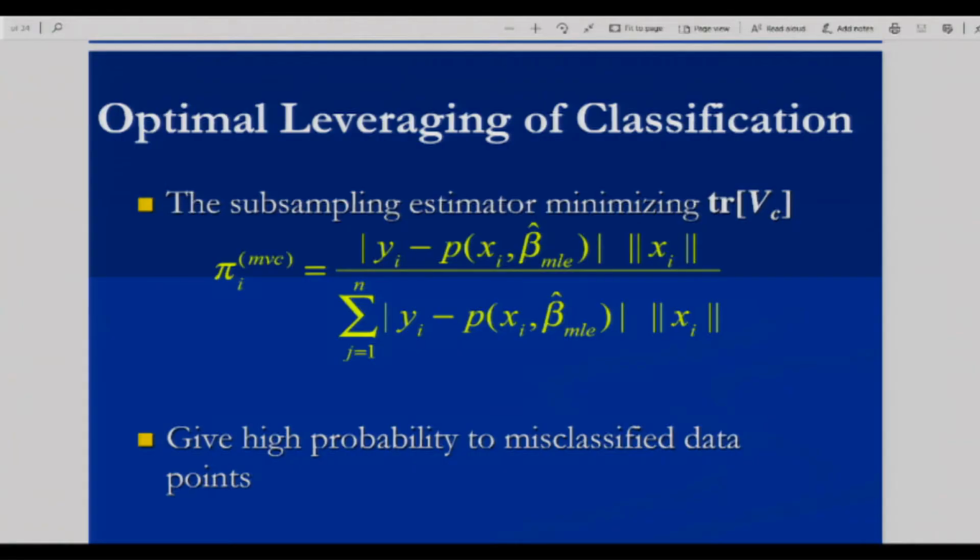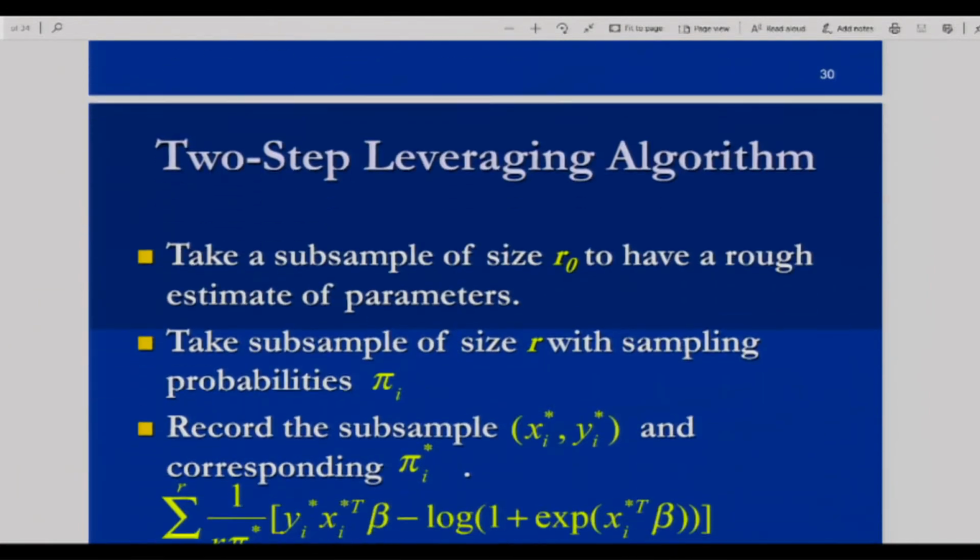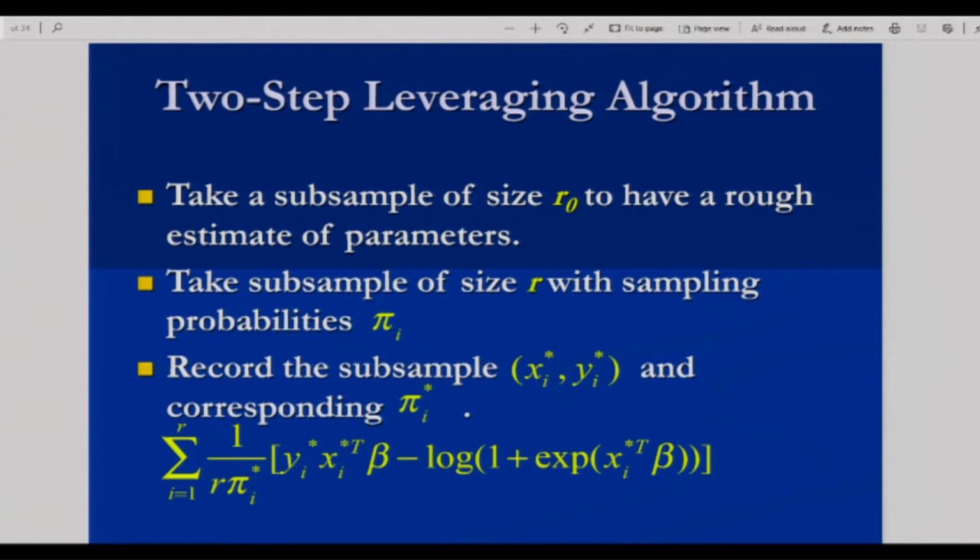But in order to break this loop, because once again, to calculate this sampling probability we need the full sample MLE, we end up with a chicken and egg problem. So we designed this two-step leveraging algorithm. Essentially, we take a subsample first, with sample size R0, and this is a uniform subsampling. From the uniform subsampling, we get a very rough estimate of the full sample MLE, and then plug in and calculate this sampling probability.